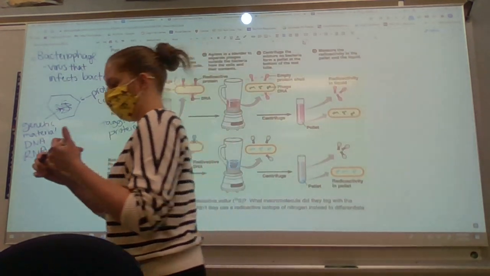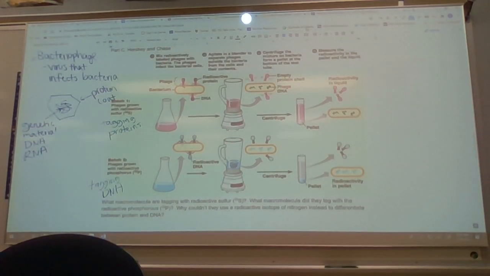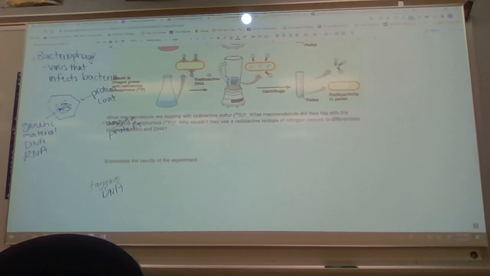Okay. So take a couple seconds to record your notes on that. Talk through that diagram with the group members, that'll probably help.